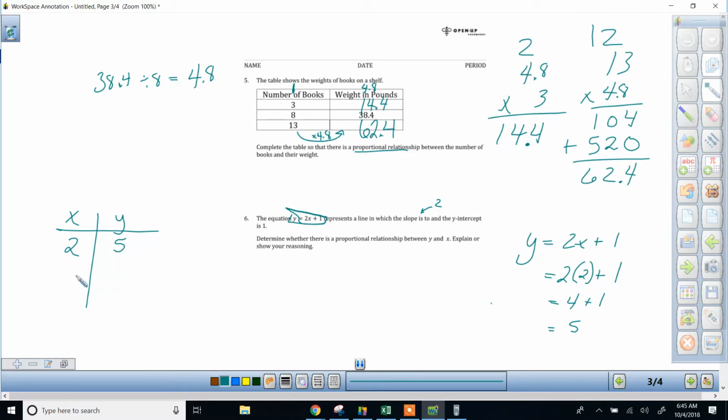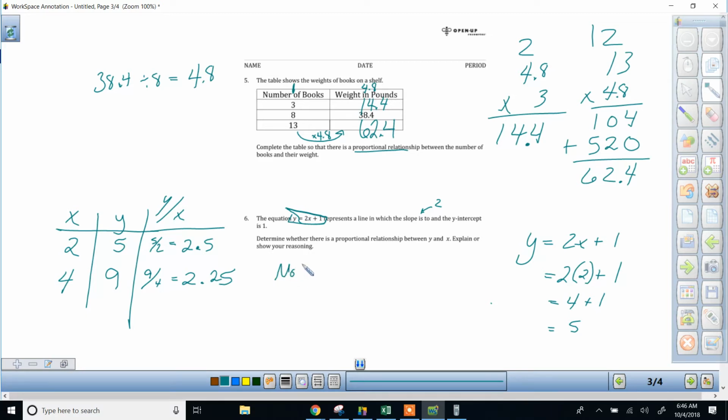And I'd pick one more just to kind of prove the point here. What about when x is 4? Well, 2 times 4 is 8, plus 1 is 9. y would be 9. If I look at these two numbers, I can determine if it's proportional or not by just taking the y to x ratio and seeing if it's constant. Well, 5 divided by 2, y divided by x, is equal to 2.5. Now, 9 divided by 4, 4 will go into that 2 whole times with 1 left over, so this turns out to be 2.25. These are not the same, so this is not proportional.